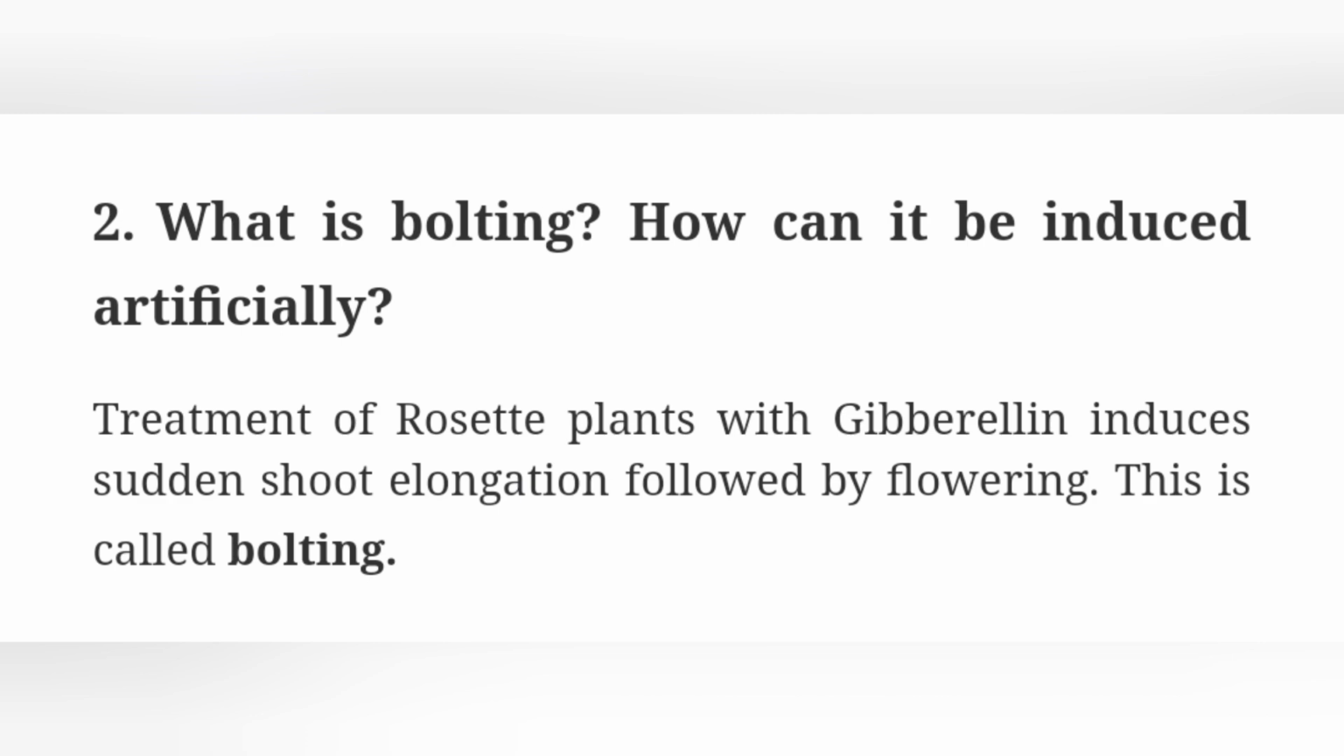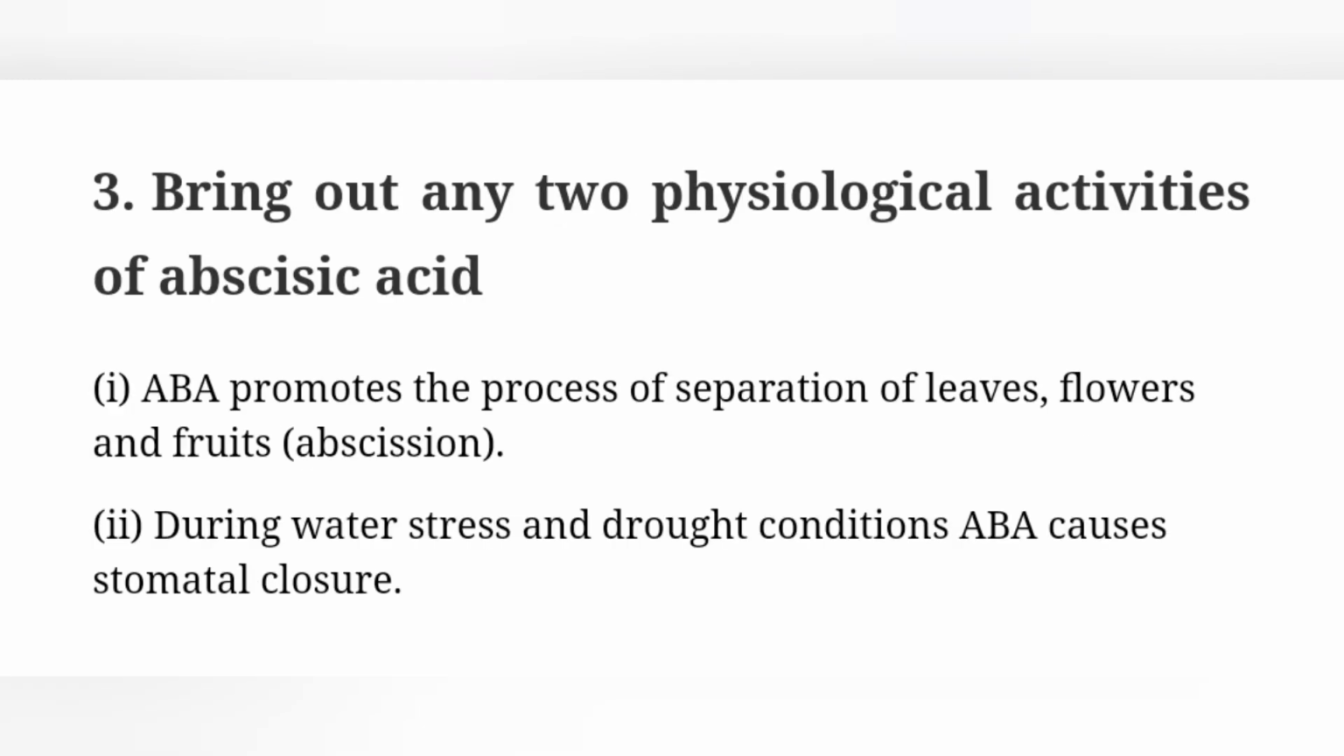Second question, what is bolting? How can it be induced artificially? Treatment of rosette plant with gibberellin induces sudden shoot elongation followed by flowering. This is called bolting.